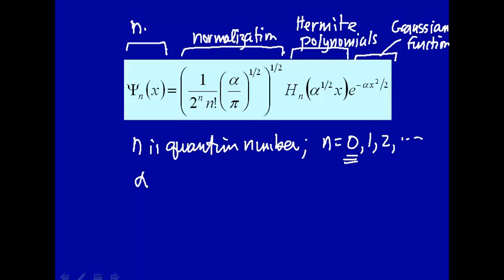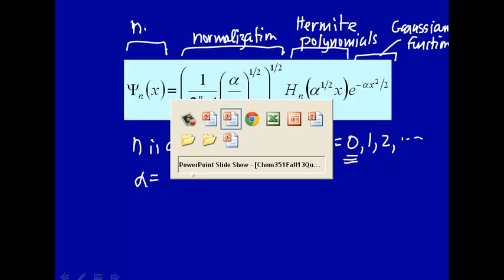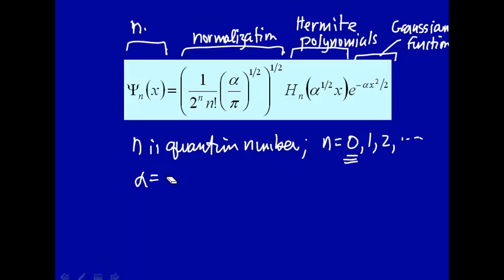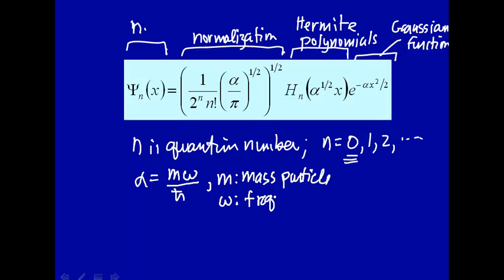Remember how alpha was defined: m omega over h bar, where m is the mass of the particle that's doing the oscillation, omega is the frequency of oscillation in units of radians per second, and h bar, as we know, is Planck's constant divided by 2 pi. Okay, so those are just constants there.